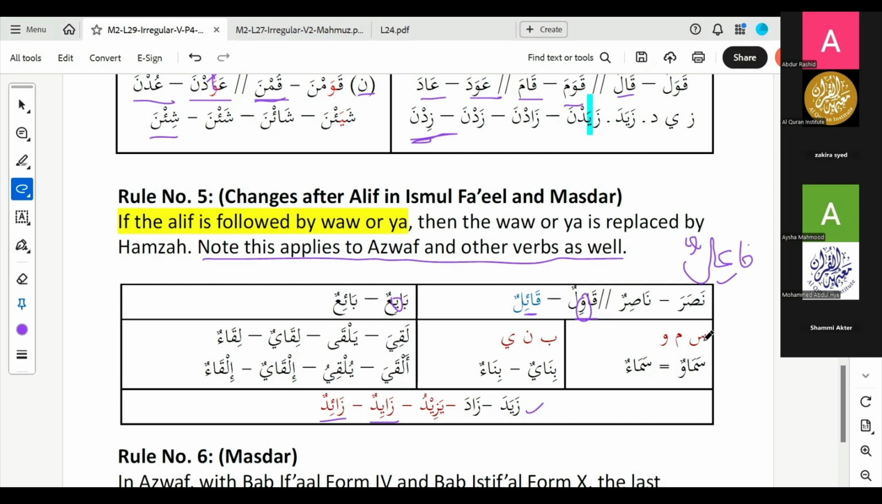So here we have another verb, a naqis verb, seen, mim and waw. Based on that we get the masdar, sama'un. Here alif is followed by ya or waw. So here we have waw. This waw is changed to hamza. It becomes sama'un. This is the masdar. One more, ba, noon, ya. Binaun. Then laqiya, yalqa, liqaun, liqa'un.